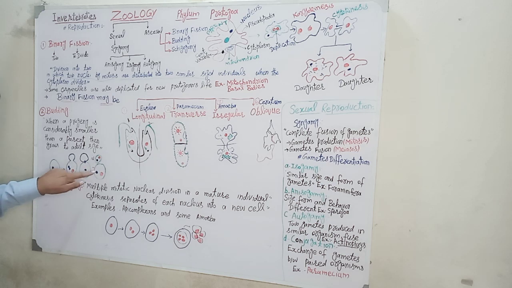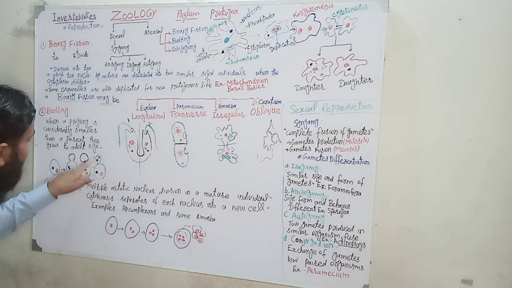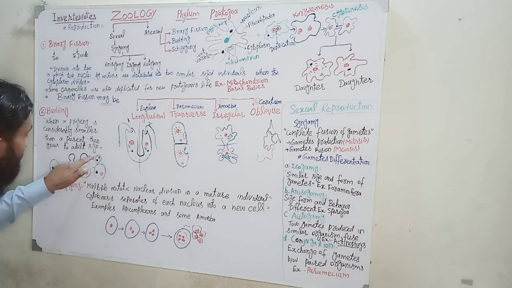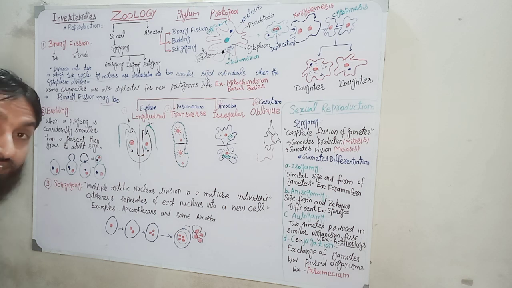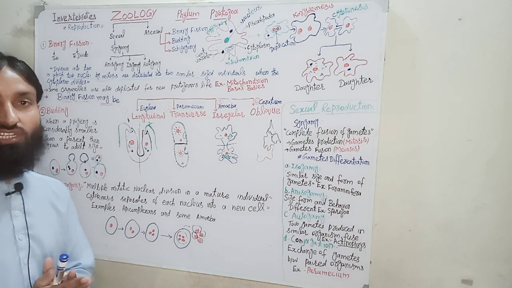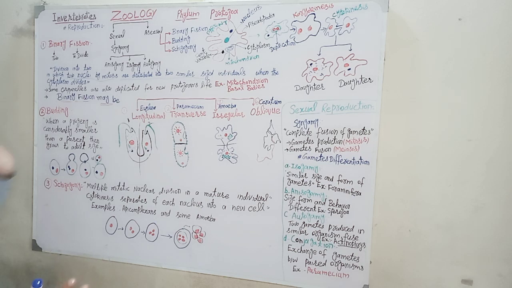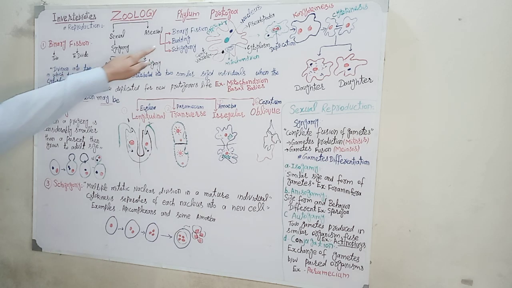Here you can see there are two organisms. This is the parent and this is the progeny. We have said that the progeny is considerably smaller than a parent. You can see here we have proved that this is the parent and this is the new progeny which is smaller than the parent. And after that this progeny will grow into adult size and become a complete organism. This is budding. So we have completed the second form of asexual reproduction in phylum Protozoa.